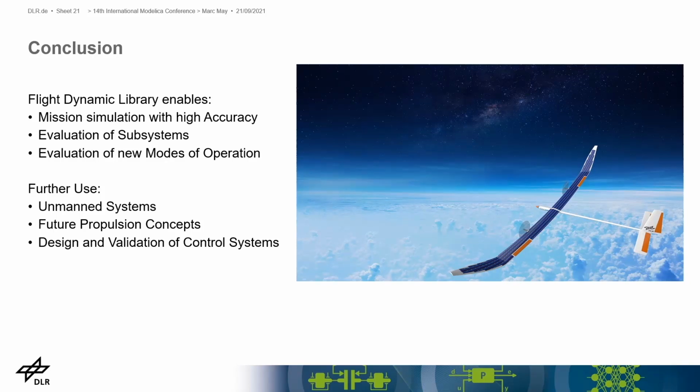It enables the mission consortium to virtually fly subsystems that are still in development, and also allows insight into new modes of operation like continuous descent approaches that have the potential for a smaller environmental footprint. The library will be further extended with additional capabilities. New fields of deployment already arise from unmanned systems and new propulsion concepts. An example that combines both can be seen in the picture.